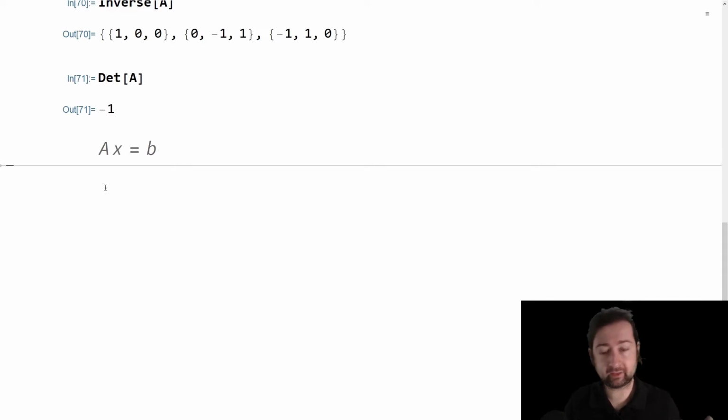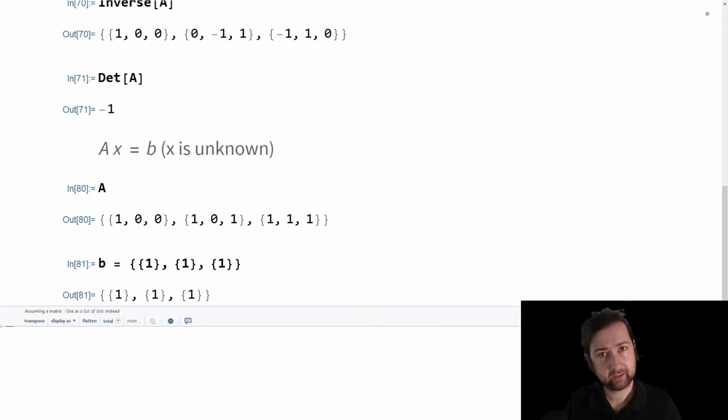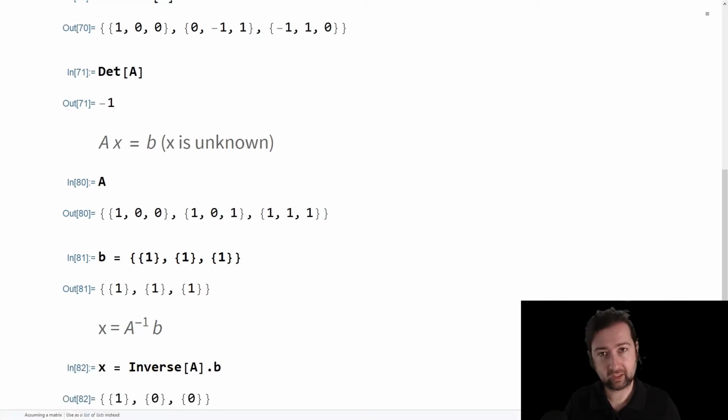So let's suppose that X is unknown. And let's just define some quantity B. Here's our matrix A. Let's define B to be equal to 1, 1, 1. And I want to solve AX is equal to B for the unknowns X. Well, that's the same thing as writing down X is equal to A inverse B. And I know A inverse exists because its determinant was not 0. So I could perform that by writing down X is equal to the inverse of A times B. Dead easy. In fact, ridiculously easy in this case.